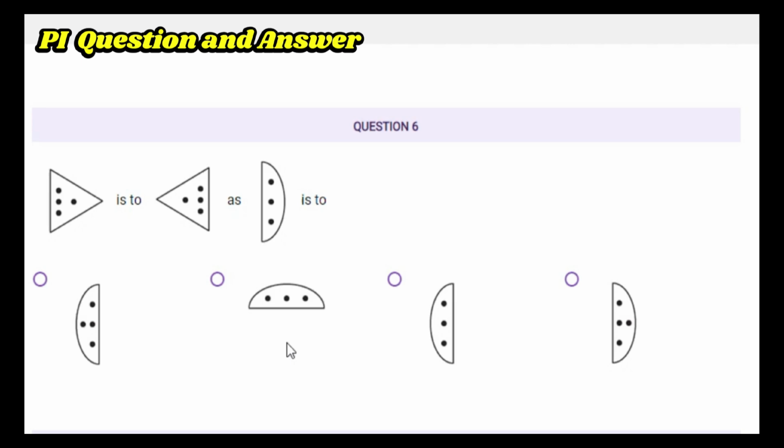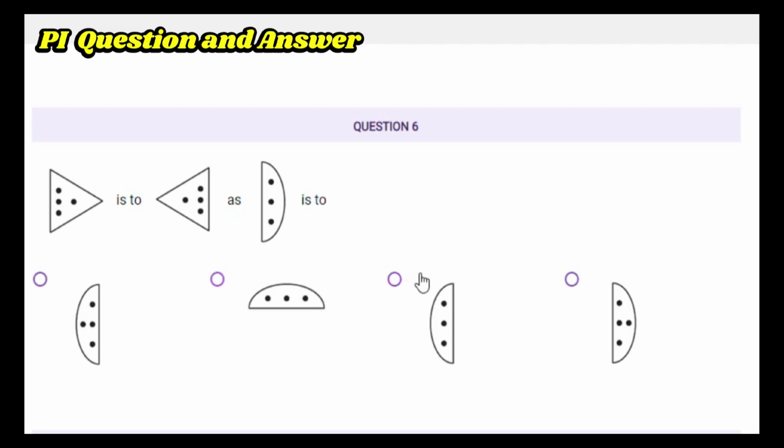A triangle with 4 dots is shown. It is followed by a mirror image of the same triangle, also with 4 dots. So the triangle is mirrored, and the number of dots stays the same. Now the pattern continues with a half-circle shape, a semicircle containing 3 dots.